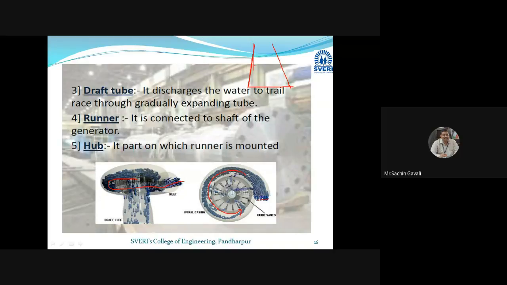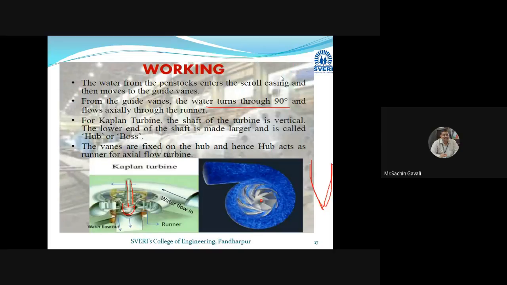In the examination they will ask the function of draft tube. So it discharges water to the tail race through a gradually expanding tube. Gradually expanding tube means what? Here pressure goes on increasing, velocity goes on decreasing. Exactly the reverse effect of the turbine.